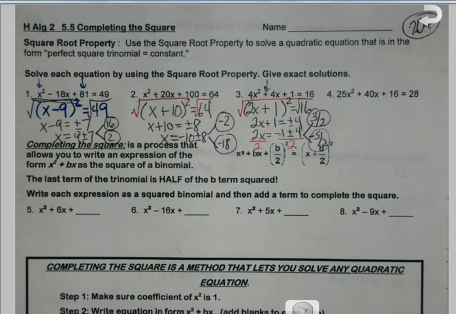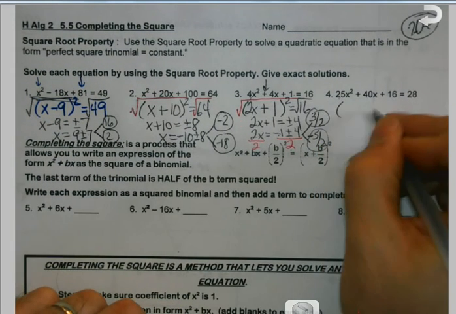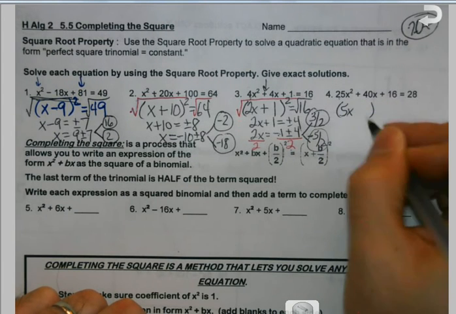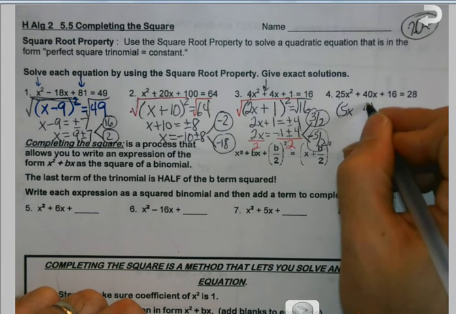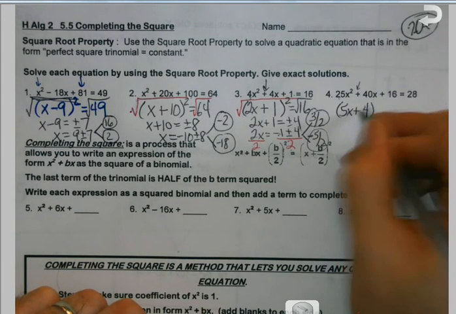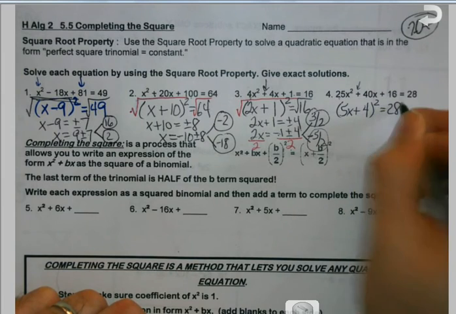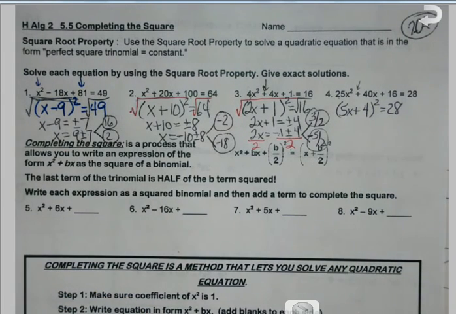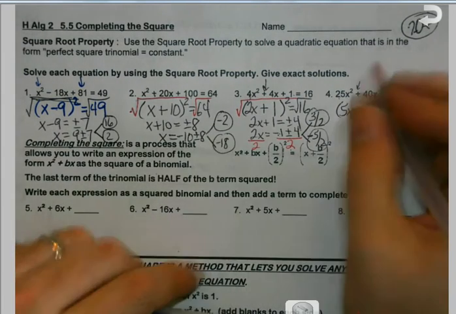And then same on the last one. I just look and go, okay, what do I square to get 25x squared? That'd be 5x. I square 4 to get 16, and again, there's a plus in the middle. But there's one thing we haven't had to do yet that we get to do in this last one.